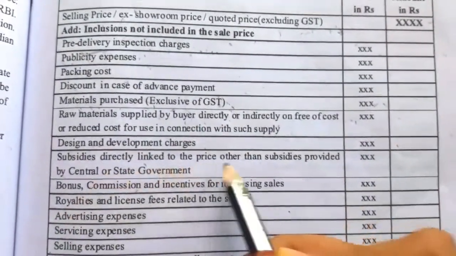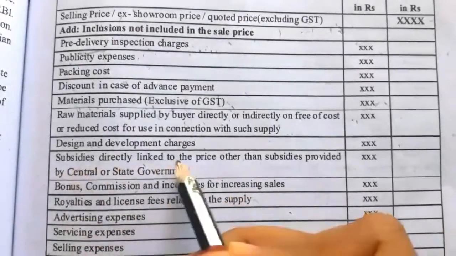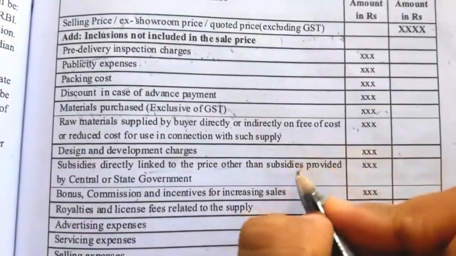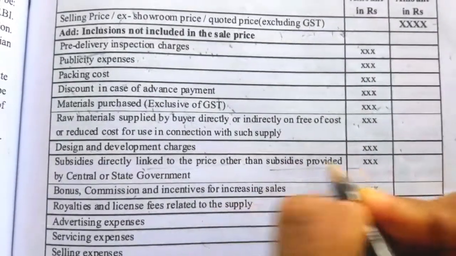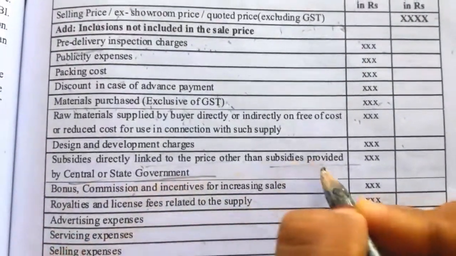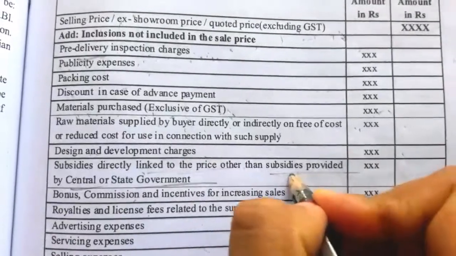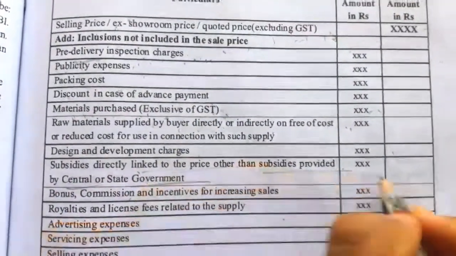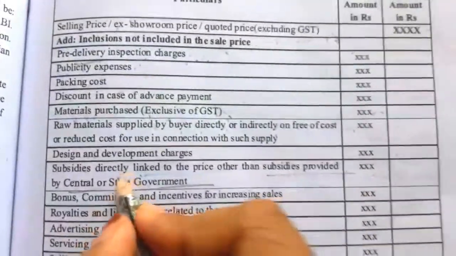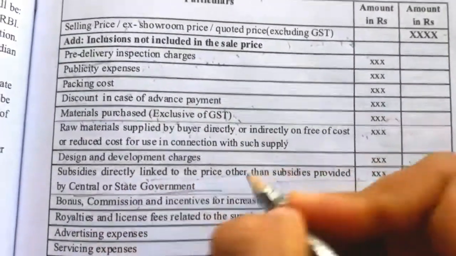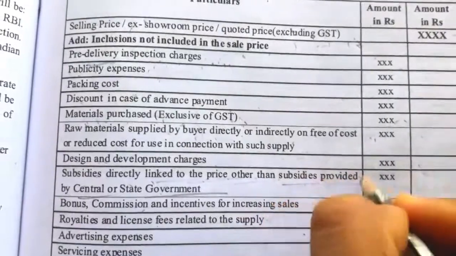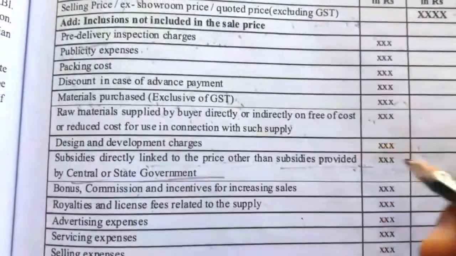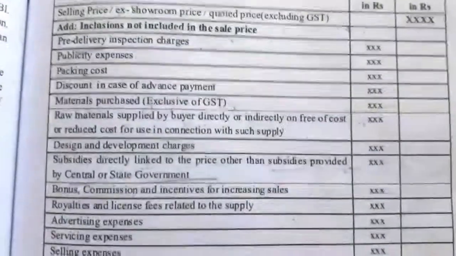Subsidies directly linked to the price. If there is any subsidy which is linked to the price, then we have to add. And we should not add a subsidy received from the central or state government. Remember here, subsidies provided by the central or state government we should not add. Subsidy directly linked to the price we have to add, other than that we should exclude.